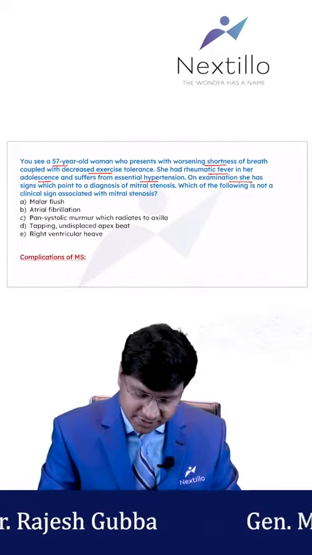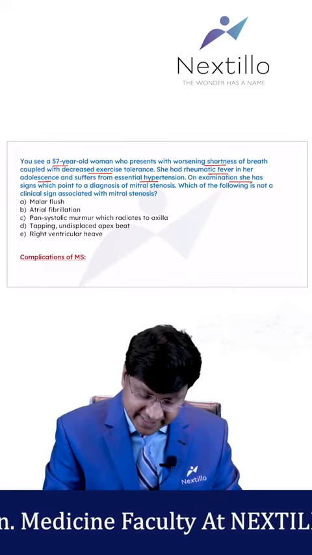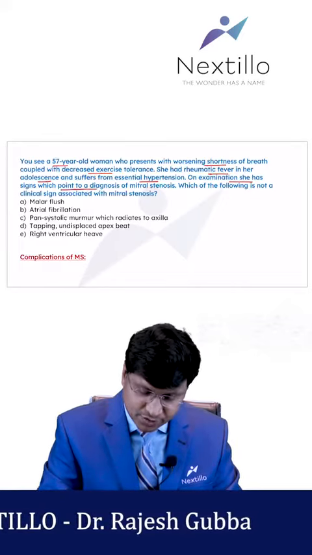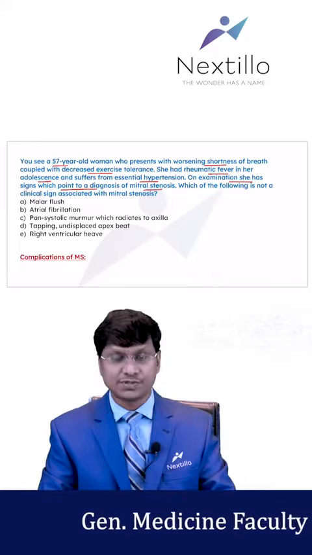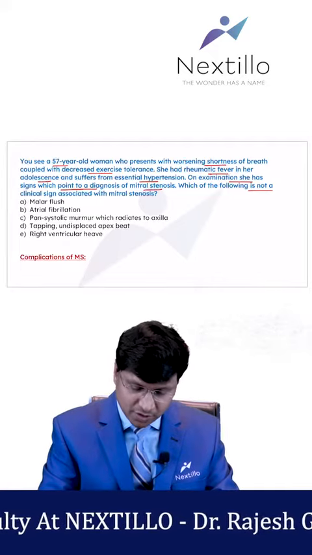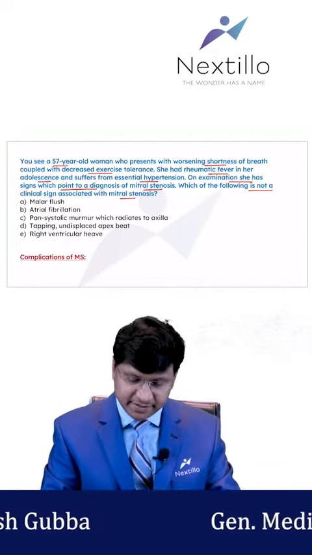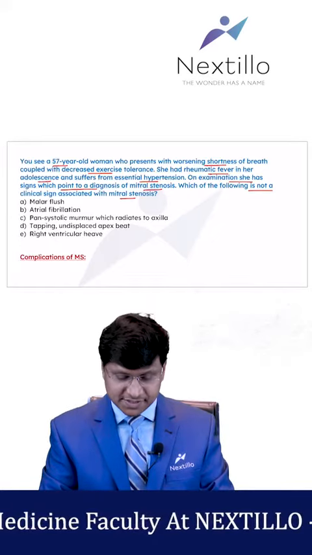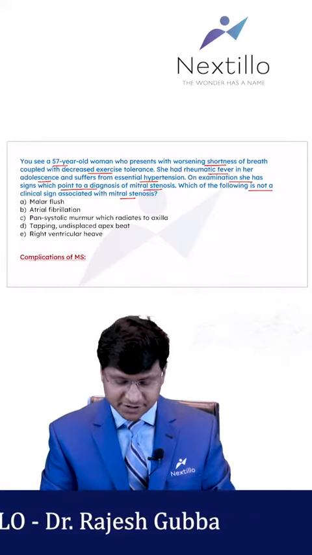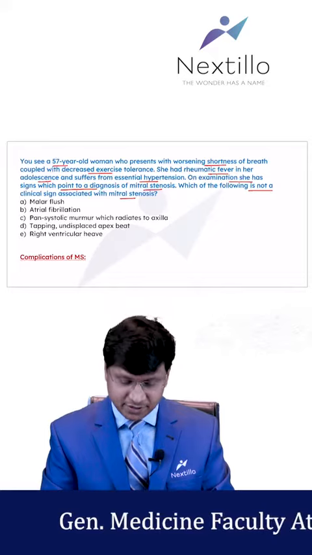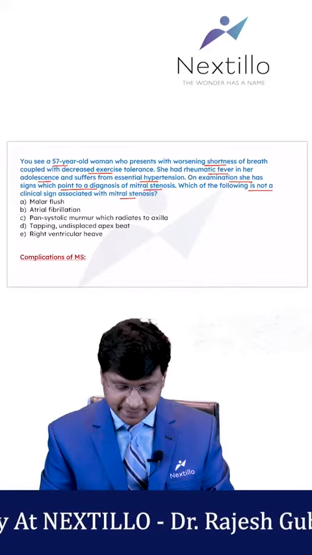On examination, she has signs which point to the diagnosis of mitral stenosis. Which of the following is not a clinical sign associated with mitral stenosis? The options are malar flush, atrial fibrillation, pansystolic murmur which will radiate to the axilla, tapping undisplaced apex beat, right ventricular heave.